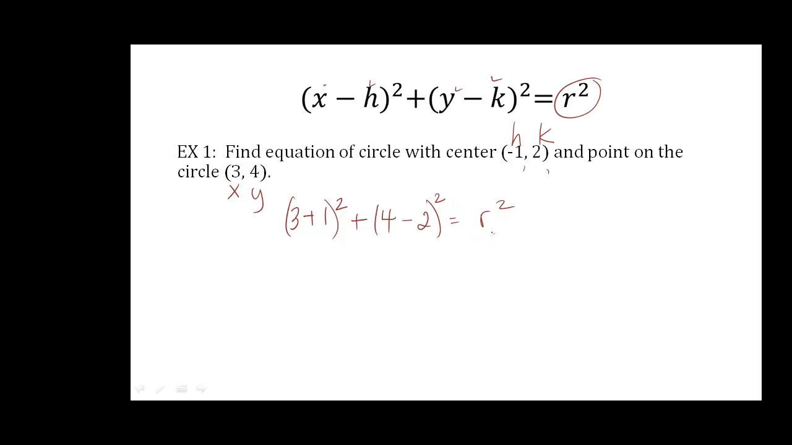Isn't that what I want? I want r squared. So let's solve this. 3 plus 1 is 4 squared, I get 16. 4 minus 2 is 2 squared, I get 4. That gives me 20, which is r squared.